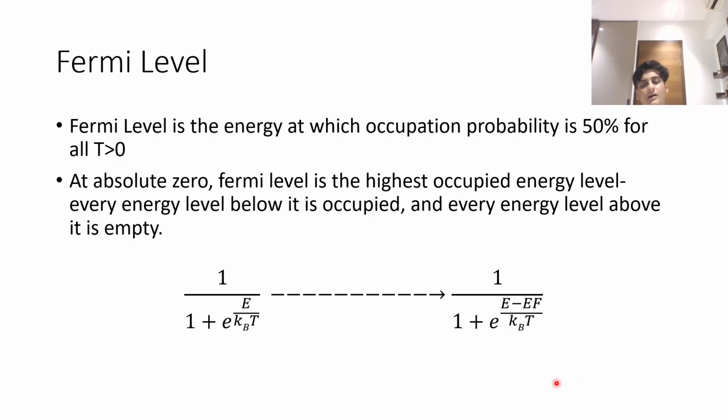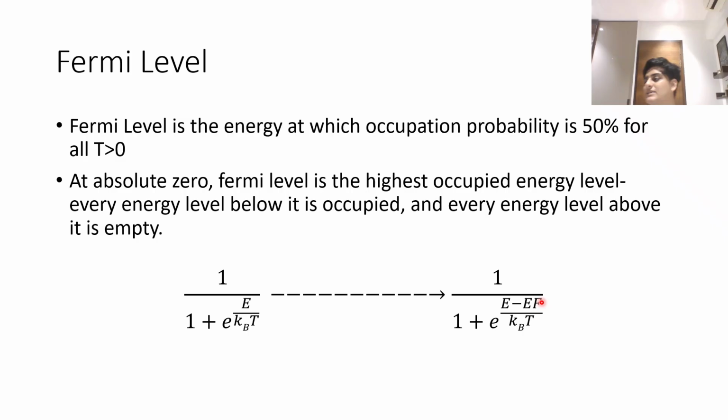And of course, if you have E greater than EF, then this whole term tends to e power infinity, and 1 upon 1 plus e power infinity tends to 0. So every energy level above the Fermi level is empty. So at absolute 0, this Fermi energy gives us a different interpretation, which is that it is the highest occupied energy level. Every energy level below it is occupied and every energy level above it is empty.